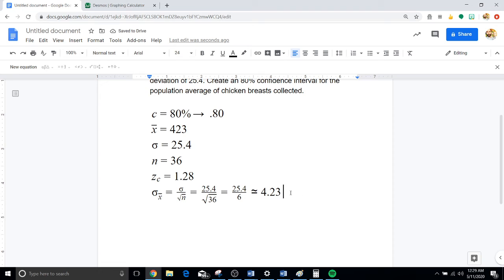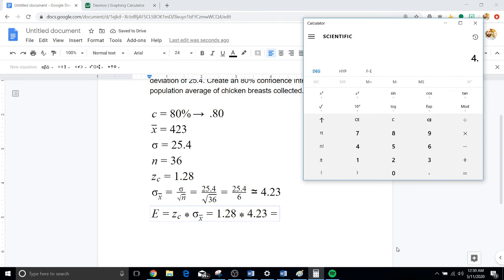We need to find our E, also known as our margin of error. And that is going to be equal to our z confidence times our standard error, which is equivalent to 1.28 times 4.23. And if we multiply those, we get 5.41 approximately.